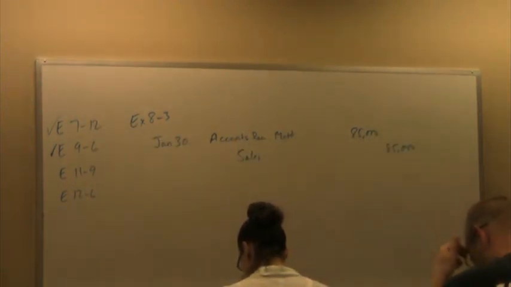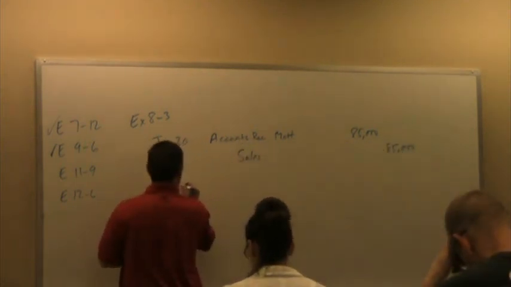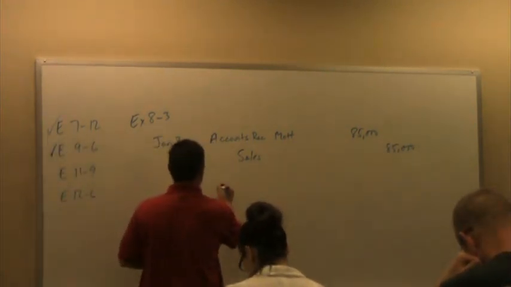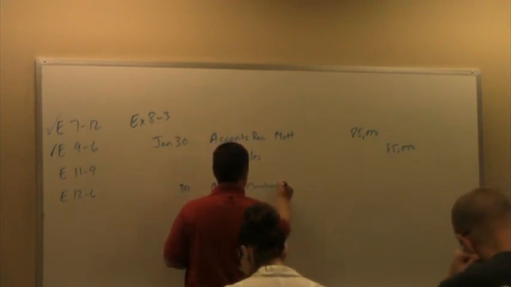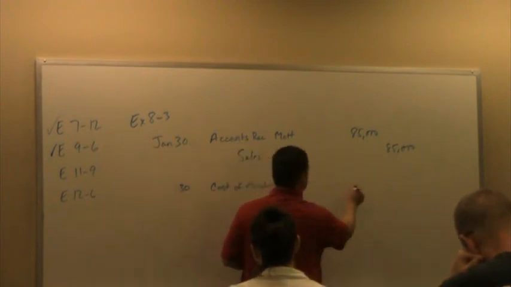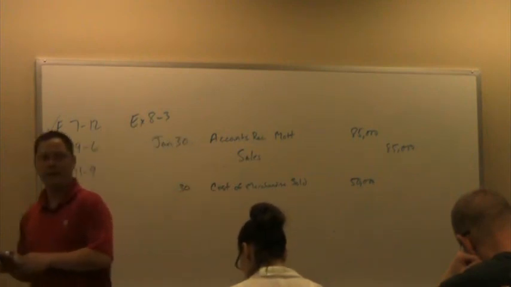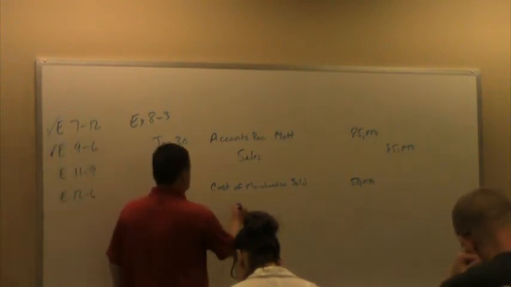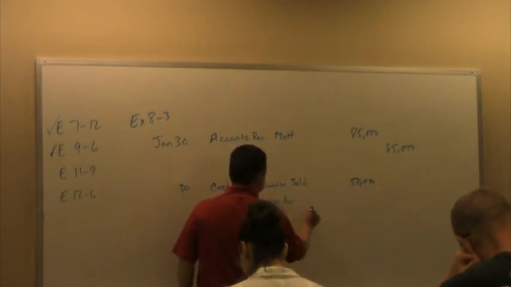Not too bad. Now, what's the next transaction that we can do? Anybody have any ideas? Cost of merchandise sold. Good. And that was 50,000. So that's 50,000 there. And then where am I crediting? You guys remember from chapter 5? Was that merchandise inventory? Yeah, that sounds good to me. That's perfect. Merchandise inventory, that's 50,000.